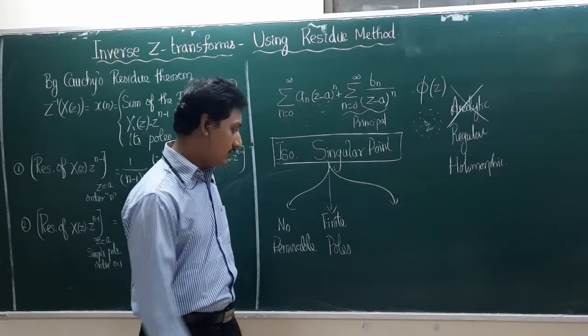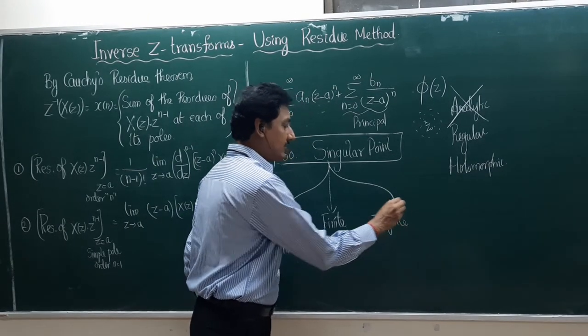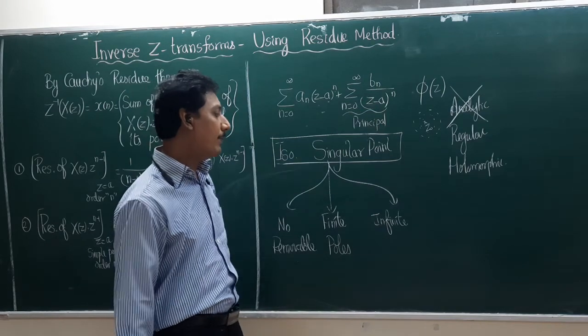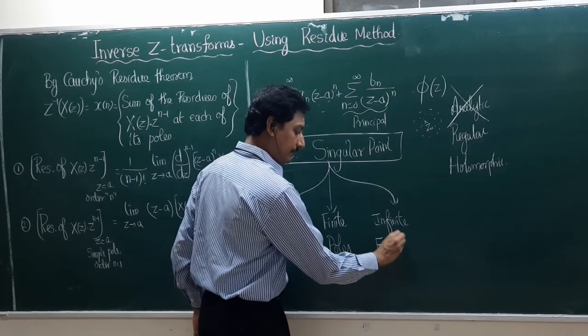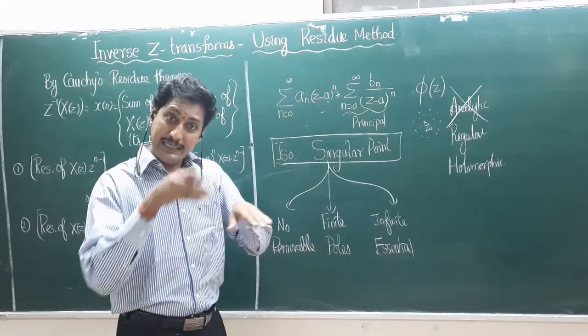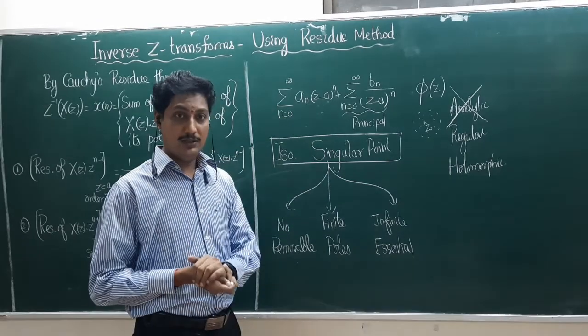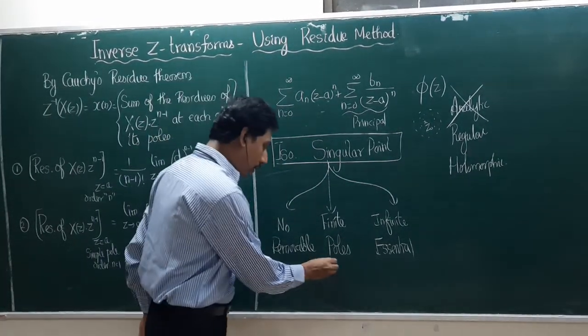Suppose there are an infinite number of terms in the negative powers of (z minus a) to the power n. This is called the principal part, and then it is called the essential singularity. So the singular points can be categorized in 3 types. I made a separate video, please go and watch the types of singularities. Okay. Now poles.